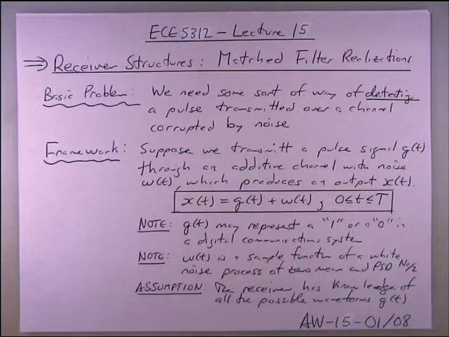Okay, so what happens is we saw a type of receiver structure that's called the correlator implementation. What we're going to look at in this lecture is something called matched filter realization. Matched filters. So you might say, how is it matched? And so what it comes down to is the following.